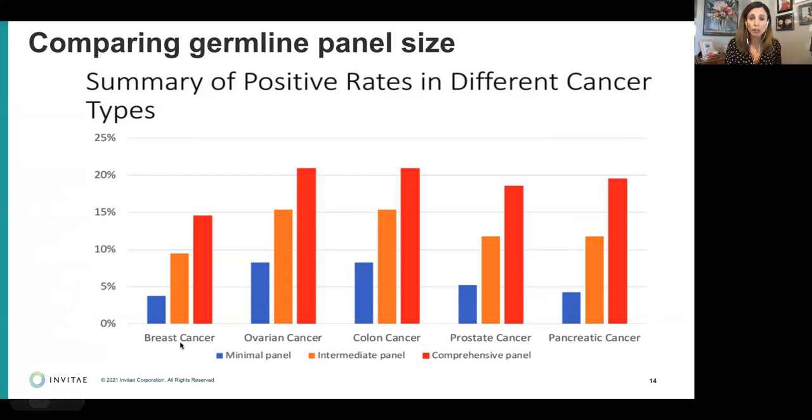When we expand to more intermediate sized panels represented by the orange bars, so this is looking at panels that have about 10 to 20 genes on them, the variant detection rate jumps up from about 9 to 15%. But then when we use comprehensive panels where we're looking at genes associated with multiple different cancer types on one platform, that variant detection rate goes up from about 14 to 21%. So the more genes you add onto the panel, the greater likelihood that you are going to find a pathogenic variant associated with a hereditary cancer syndrome.